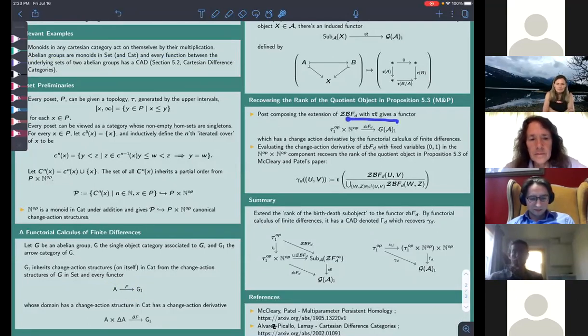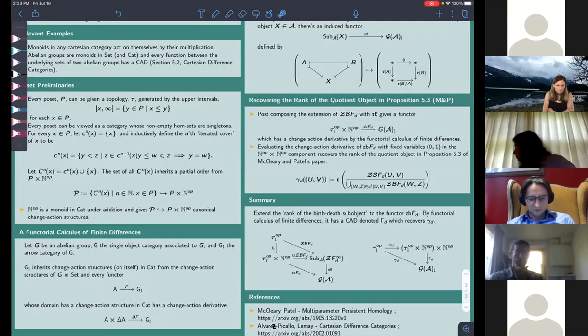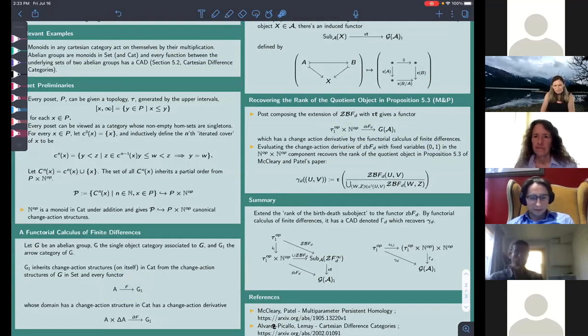Anyways, the point is that extending the birth-death subobject, post-composing with that rank functor, gives you a setup like this. So by this functorial calculus of finite differences, it has a change action derivative in Cat. And if you fix two of the variables at 0 and 1 in the n cross n variables, that is, n op cross n op, then you actually recover the rank of the quotient object in proposition 5.3 of McCleary and Patel's paper, which they showed to be equal to their definition of the persistence diagram.